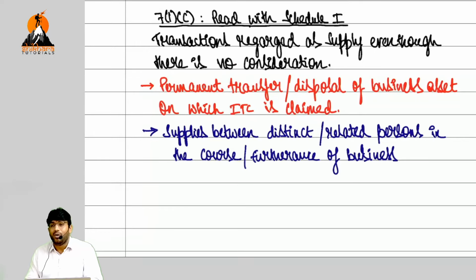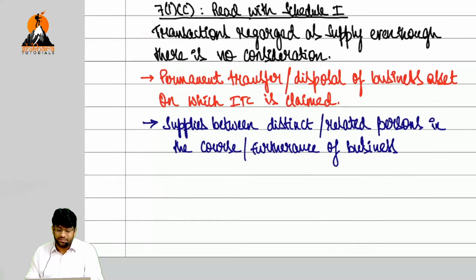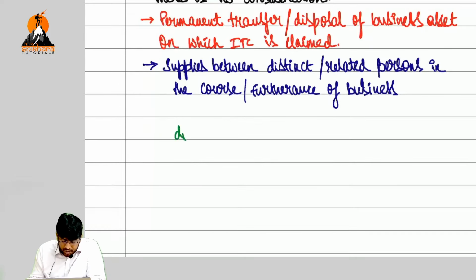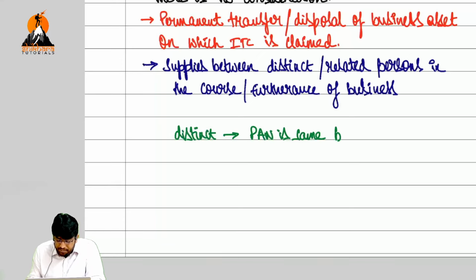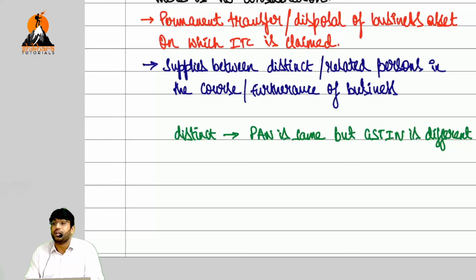Now the question which will come is, who are distinct persons? Distinct person means PAN is same, but GSTIN is different. Sir, is it possible that PAN is same, GST number is different? Very much possible. Already I told you in the last class that different state, different GST number is mandatory, and for multiple places of business within the same state, separate registration is optional. So if PAN is same, GST number is different, we call them distinct persons.